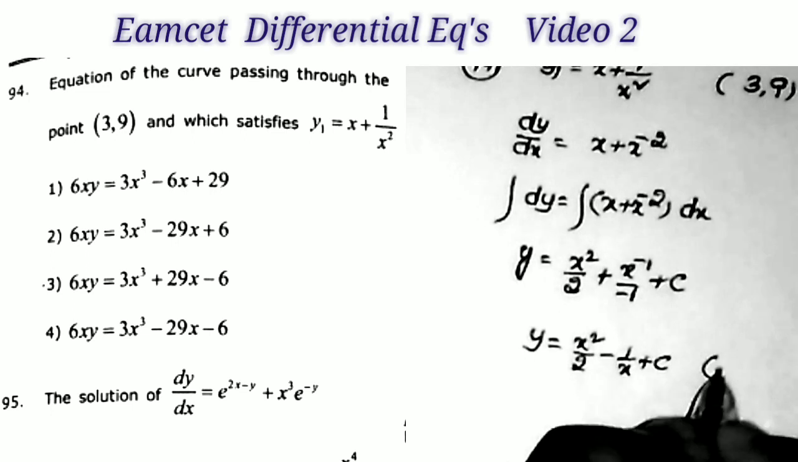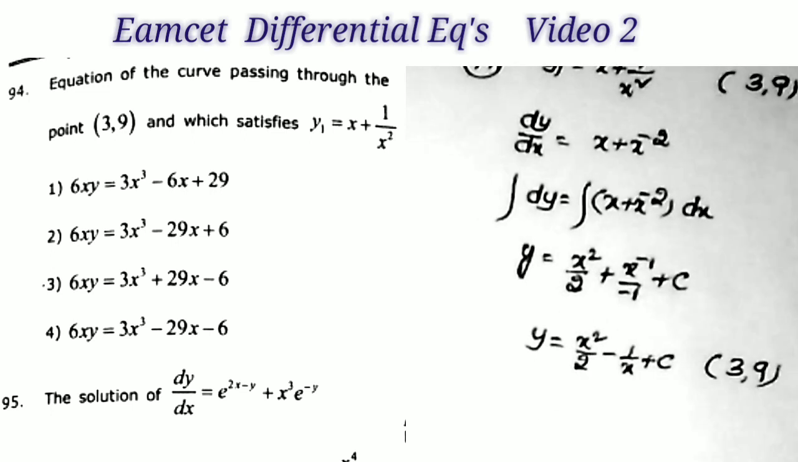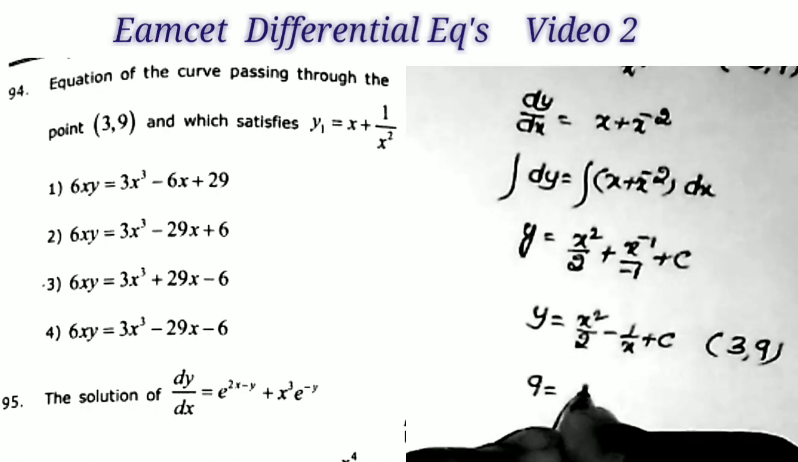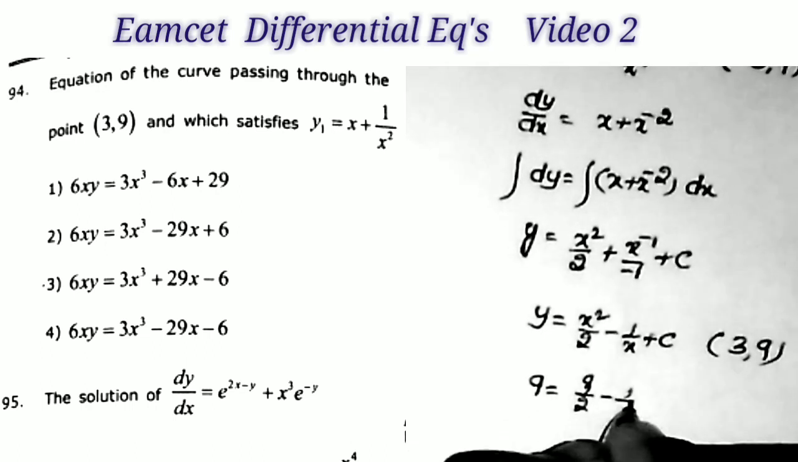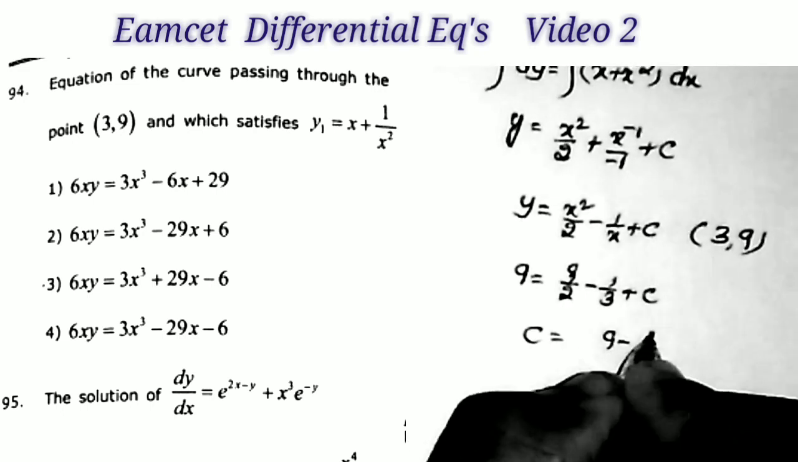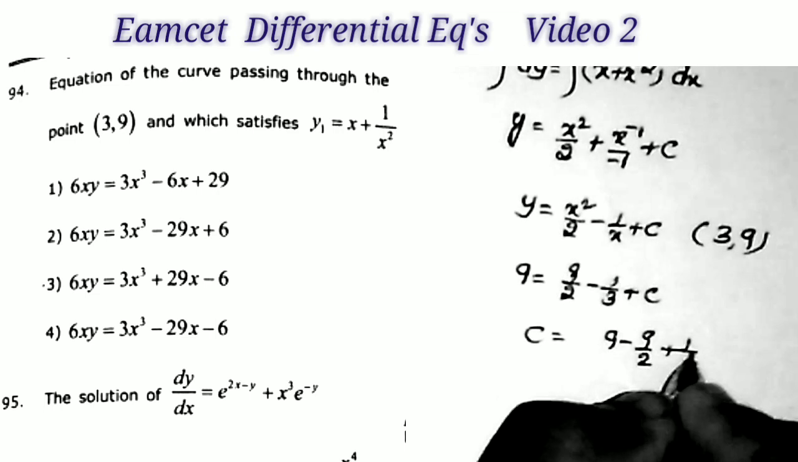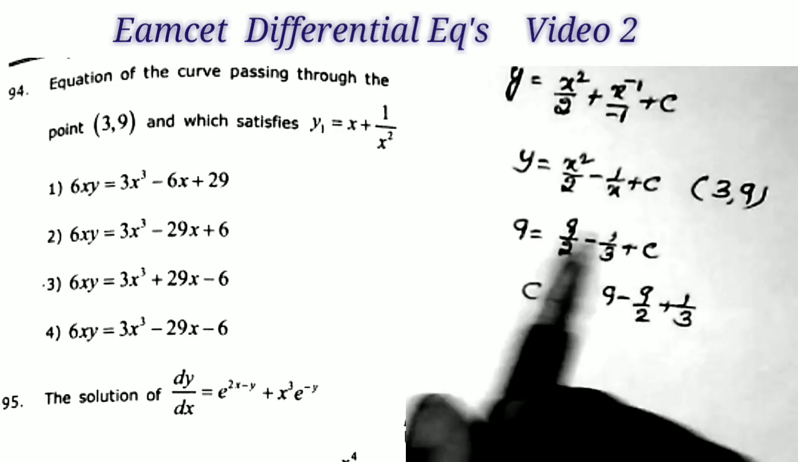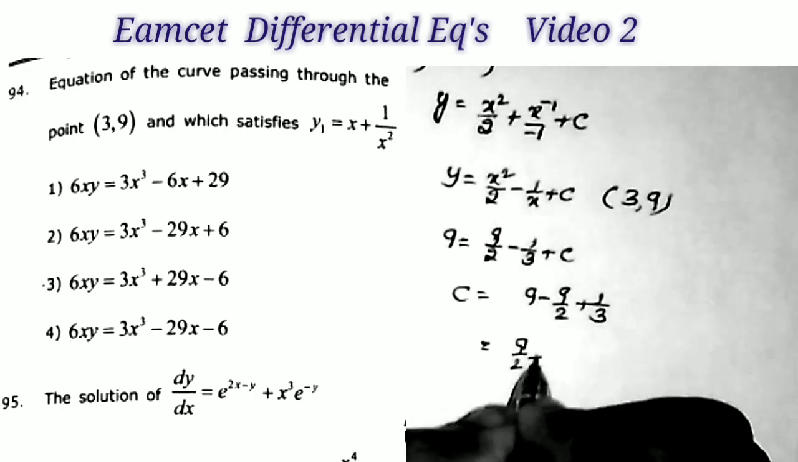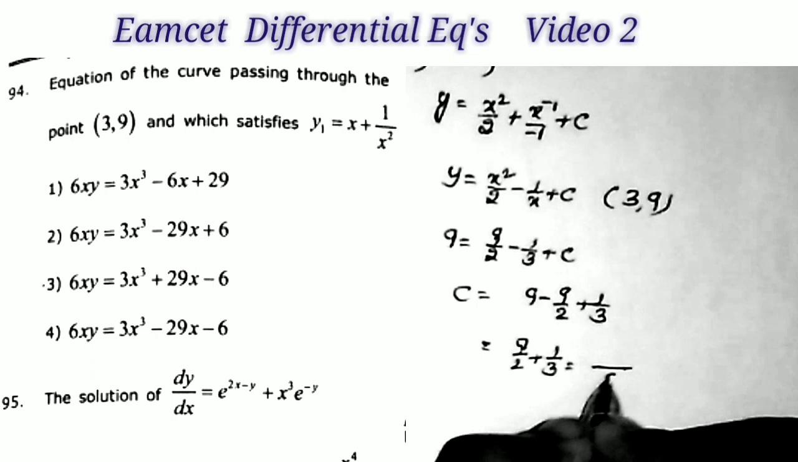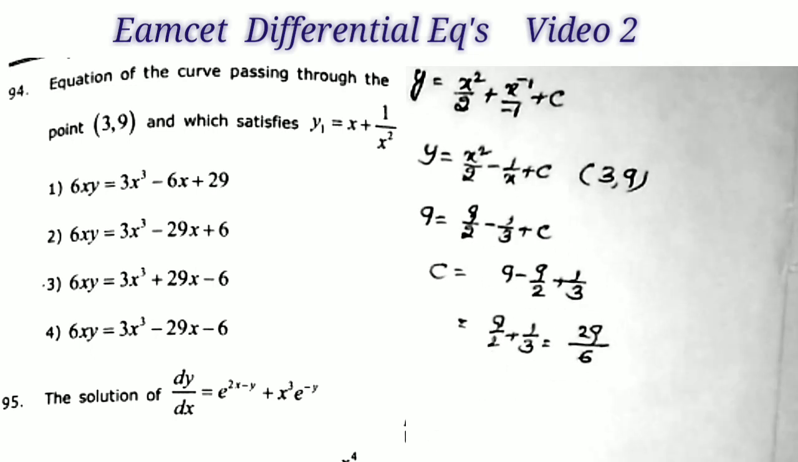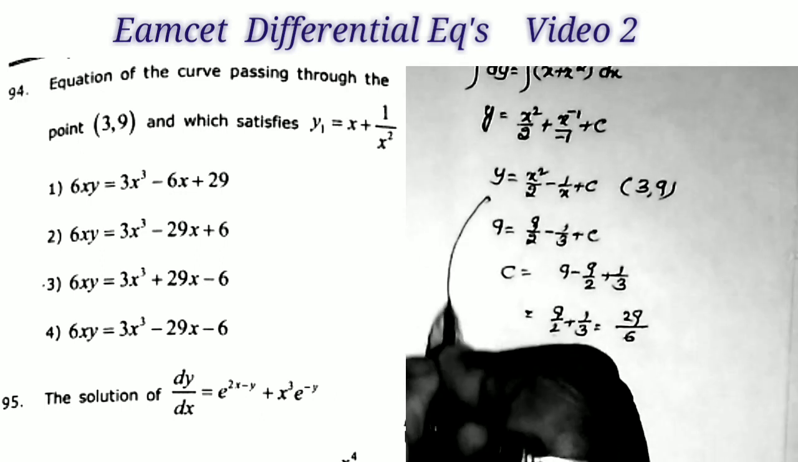But what is given? The curve passes through the point 3, 9. So, replacing the point here, y is equal to 9, 3 square is equal to 9 by 2 minus 1 by 3 plus c. That is the value of c is equal to 9 minus 9 by 2 plus 1 by 3. Just writing these constants to this side. 9 minus 9 by 2 is equal to 9 by 2, plus 1 by 3. Now doing the LCM here. 27 plus 2, that is 29 by 6. Therefore, the value of c is equal to 29 by 6.